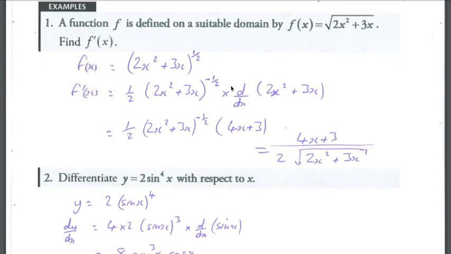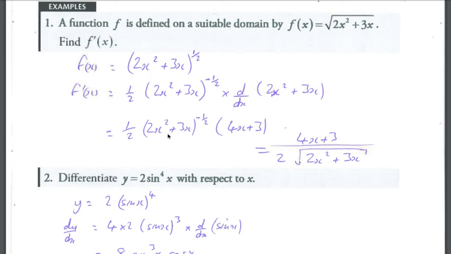Okay. Now what some of you will be thinking is, I can do that in my head. Can I just write down 4x plus 3? You can, but you're much more likely to forget to do this part if you do that. So I would like you guys to always write a half bracket to the minus 1/2 multiplied by d by dx of 2x squared plus 3x. And on the next line, actually differentiate what's in the bracket.